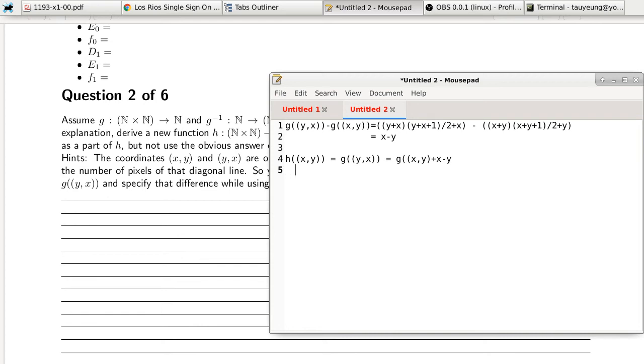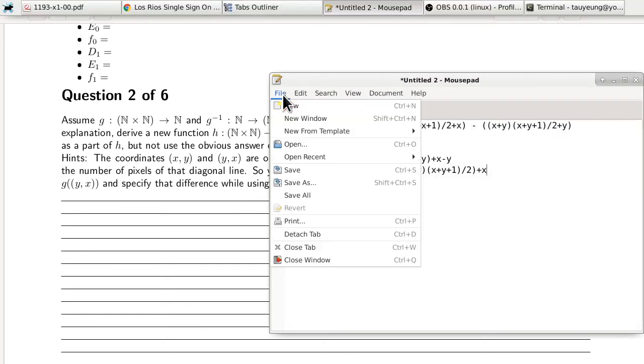On the other hand, if you expand this out and just express this as x plus y times x plus y plus 1, the whole thing divided by 2, and then you can simplify that whole thing and just say plus x, I will accept this as a correct final result, as well as this as a valid final result. So that's for question number 2.